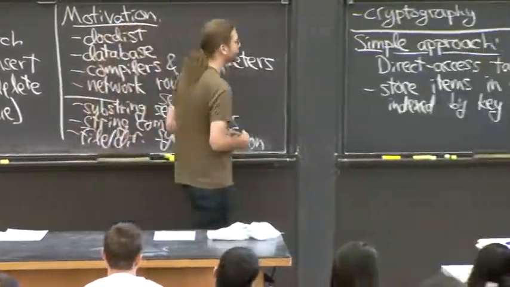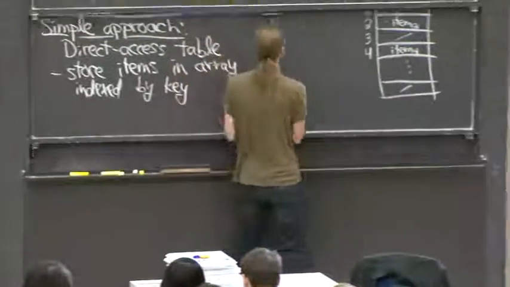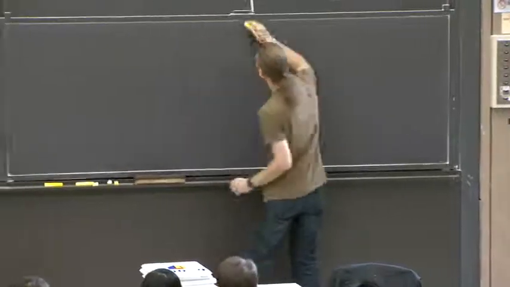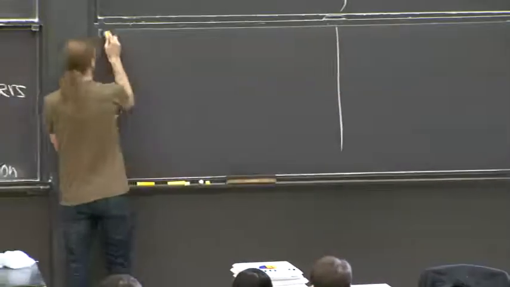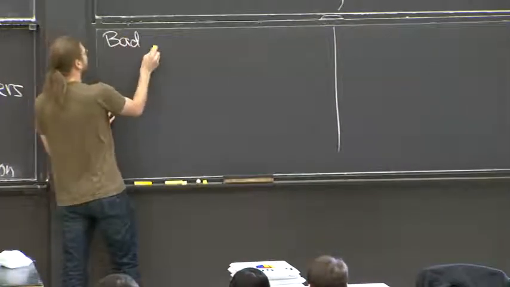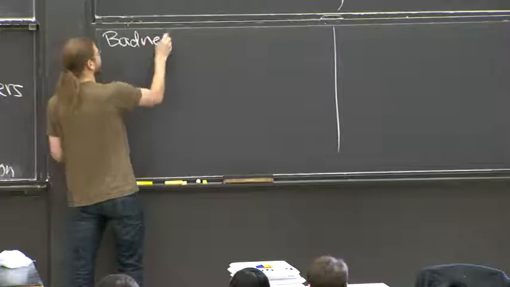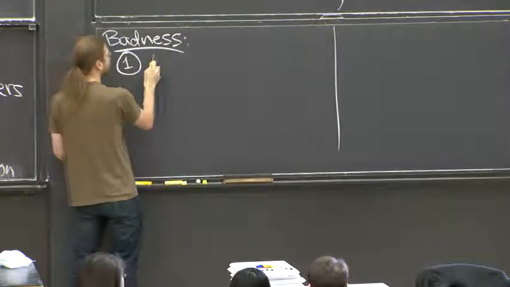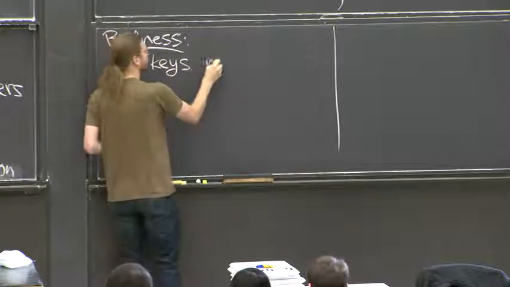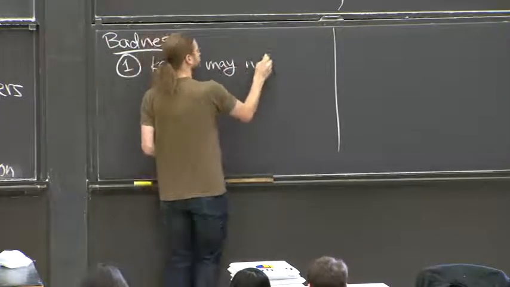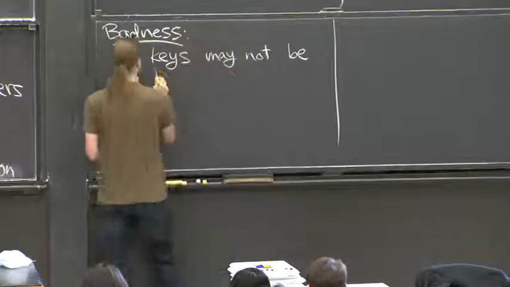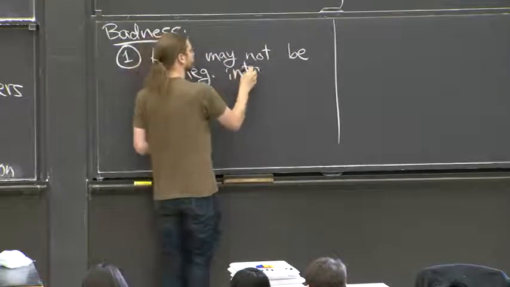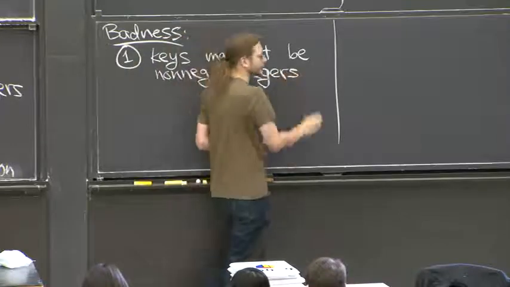It's hard to associate something with an integer. Good. That's one problem. There are actually two big problems with this structure. I want both of them. Badness number one is keys may not be integers. Good.